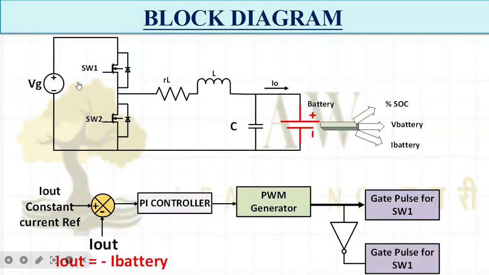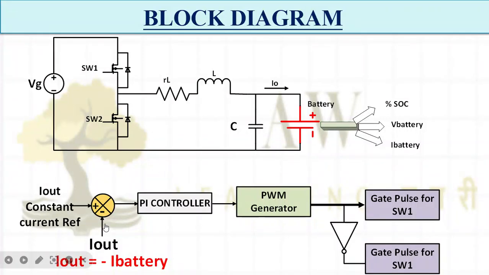So what is the block diagram? I have the same kind of block diagram. I have my buck converter with the two switches, my VG DC supply voltage, then my RL and L, the inductance and some parasitic resistance, which I have added just to make the circuit realistic and practical. And this is the capacitance value, and I have the battery. What parameters will I get from the battery? From the battery I will come to know the state of charge, the battery terminal voltage and the battery current. This we have seen in the last video.